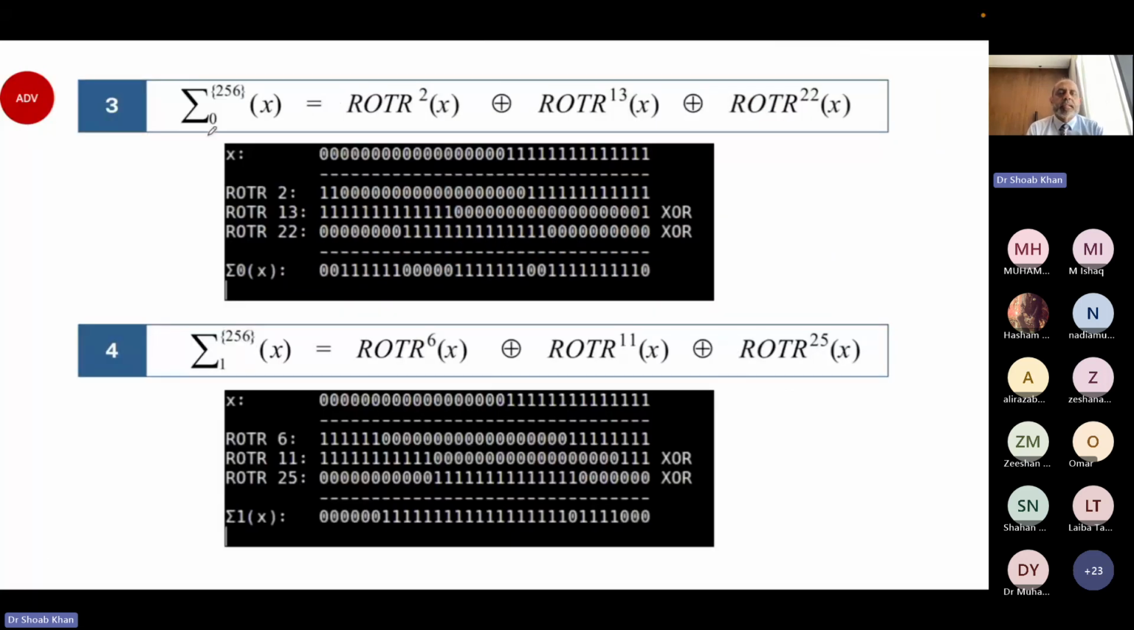As I told you, sigma naught is also just rotating. So all you have to do is ask ChatGPT to write a function which takes a 32-bit number input and rotates it right by 2, rotates right by 13, and rotates right by 22, and XORs these three values together to generate a 32-bit number. Okay. And similarly, you are going to generate this function F1. Today, we will also study what is meant by a rotating function.